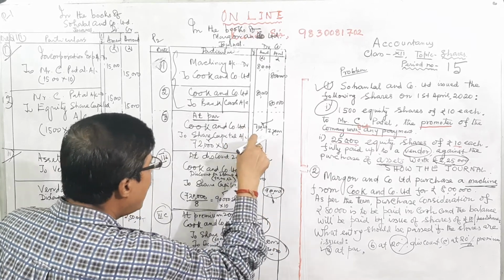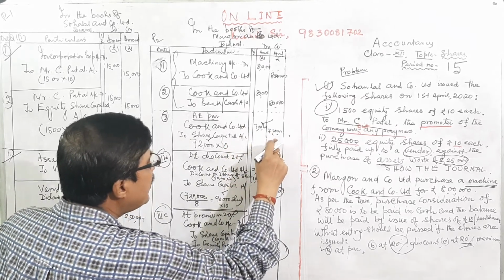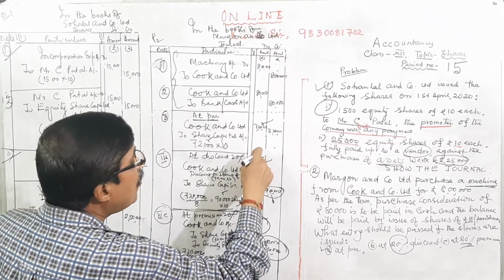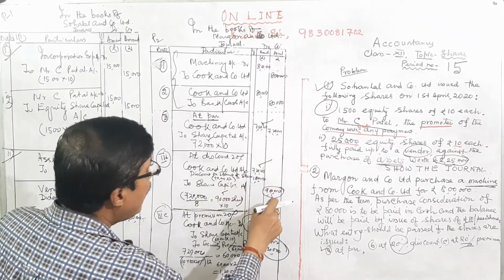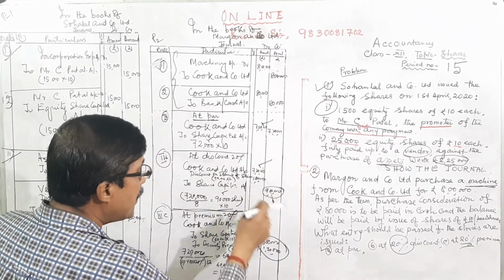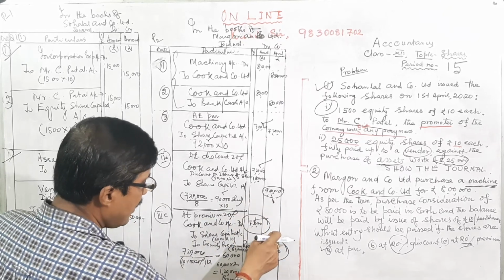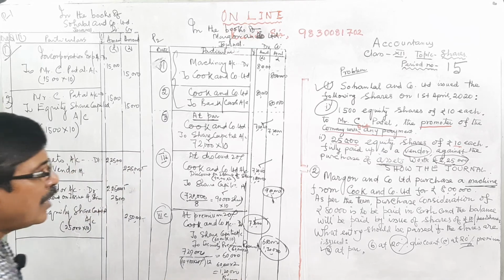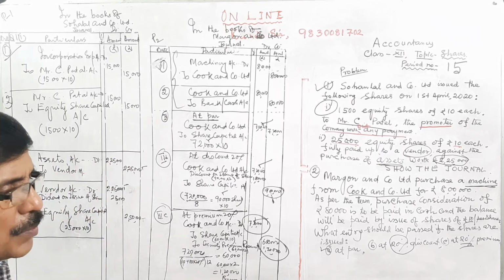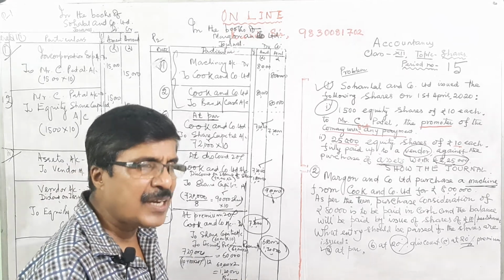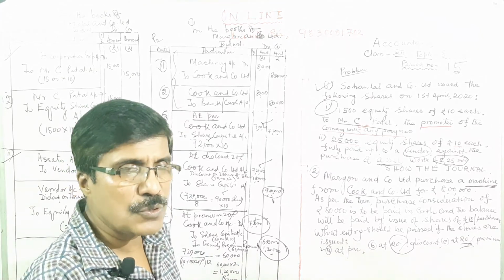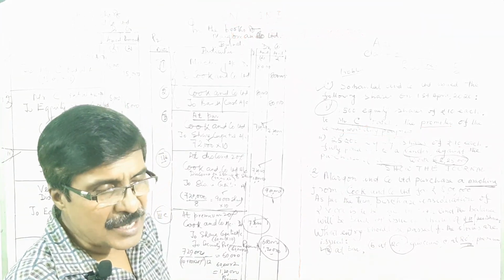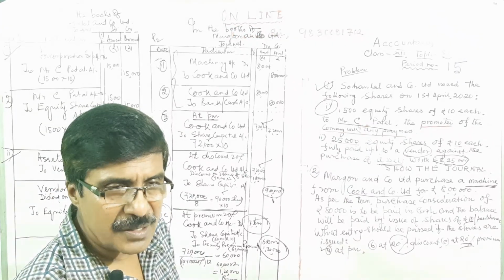At par, 7,20,000 share capital credit. At discount, 9 lakh share capital credit. At premium, 6 lakh share capital created. Now the class is over. In the next class, we will discuss share forfeiture. Thereafter we should switch over to either cash flow or ratio analysis. Thanks, all of you.